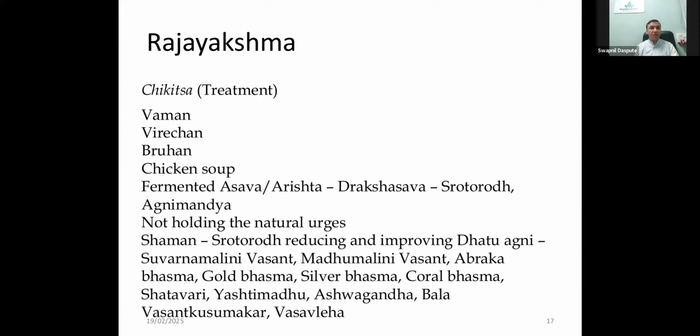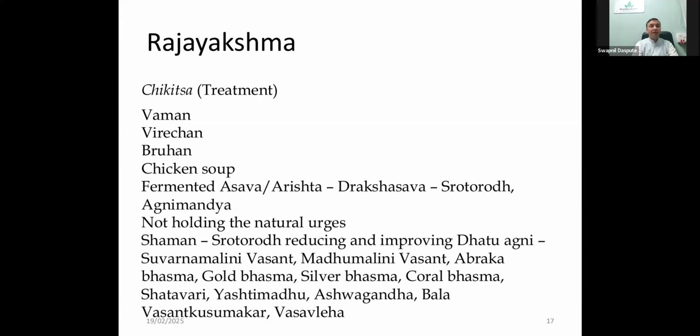Not holding the natural urges is one of the pathyakar things which should be told to the patient. Not holding the natural urges. In Shamana Chikitsa, reducing Srotorodha and improving Dhatu Agni is the line of treatment. So removing the clogged channels and improving the Jatharagni, in turn, will improve the Dhatu Agni also.